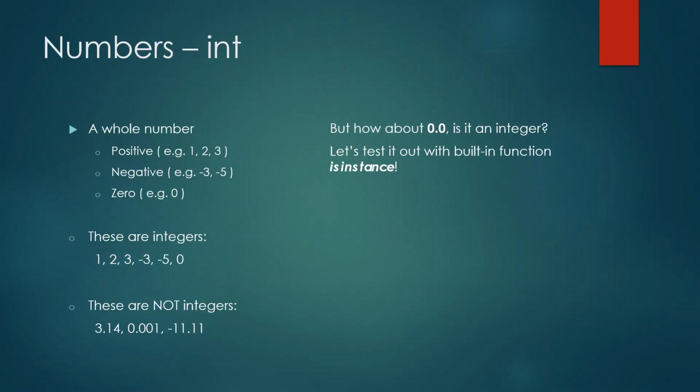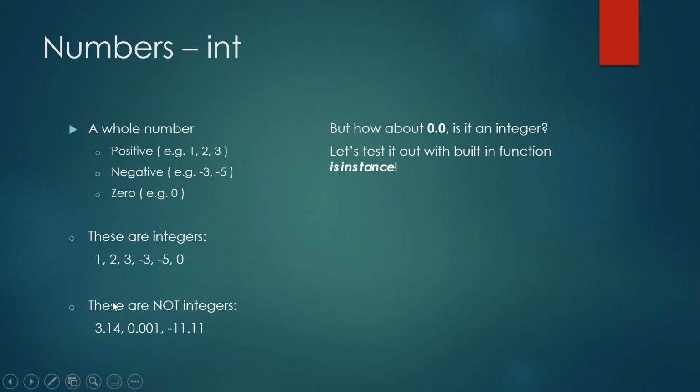Numbers. Let's look at the first data type, integer, which is int in Python. Integer is nothing but a whole number. It could be positive, like 1, 2, 3. It could be negative, like -3, -5. It could be 0 as well. So these are the integers.